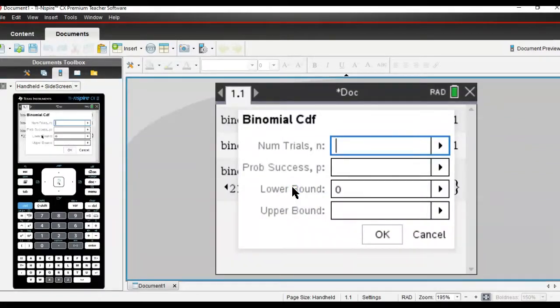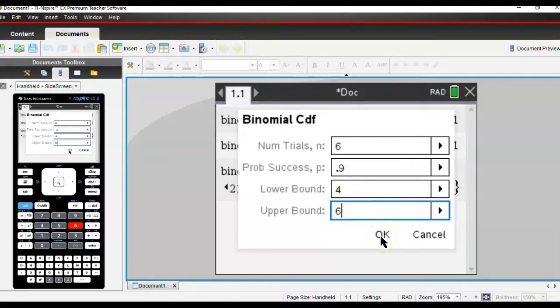There's a slight change. Number of trials is still 6. Probability of success is still 0.9. There it is, 9. And let's see, my lower bound. Well, at least 4. At least 4, that means 4 or higher. That could be 4 or 5 or 6. There we go. So this is going to get me a cumulative probability of having 4 successes or 5 or 6 successes. So lower bound, upper bound, and okay.